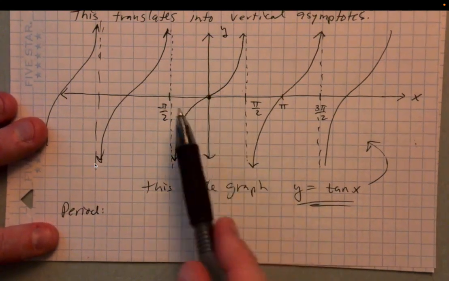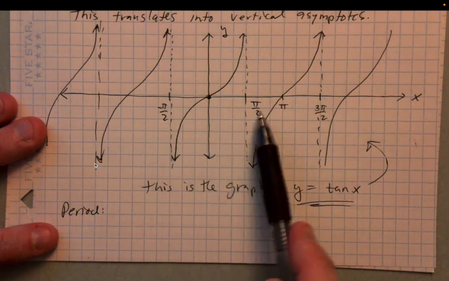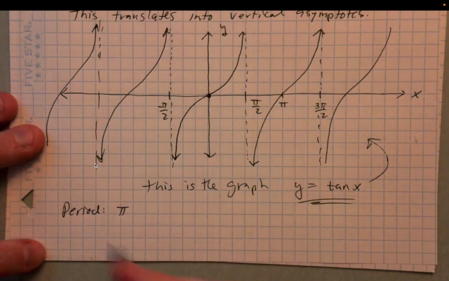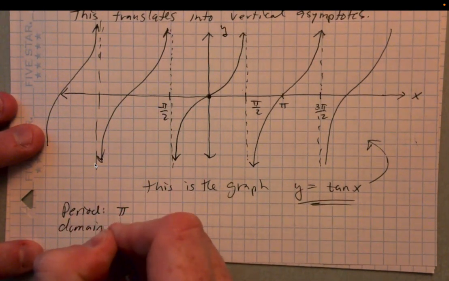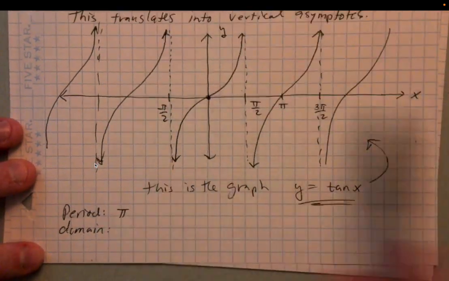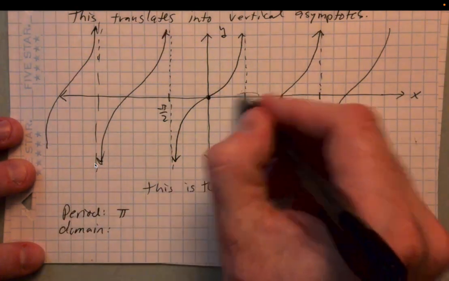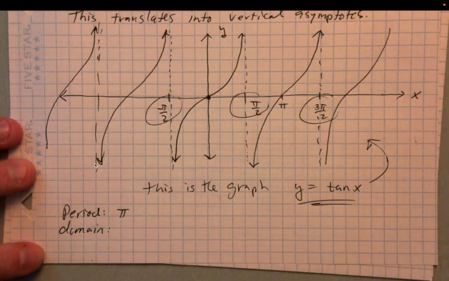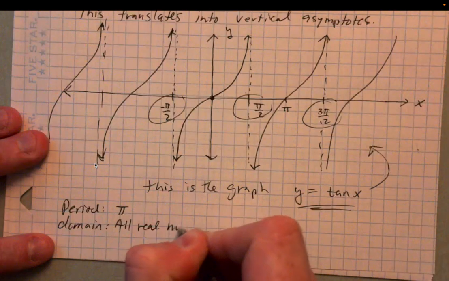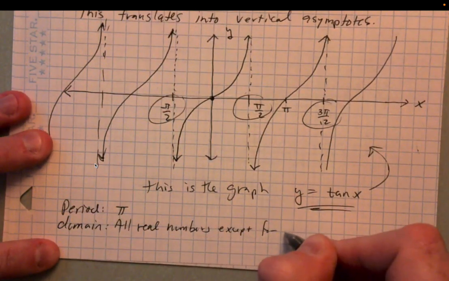Well, you can see just by looking at this that it repeats itself every pi. So this section here is exactly like this section, exactly like this section. So the period is pi. What's the domain? Well, all real numbers, you can see this is going to repeat itself indefinitely along the x-axis. So all real numbers except for these guys. You cannot plug these guys into the function, so it's all real numbers except for multiples of pi over 2.